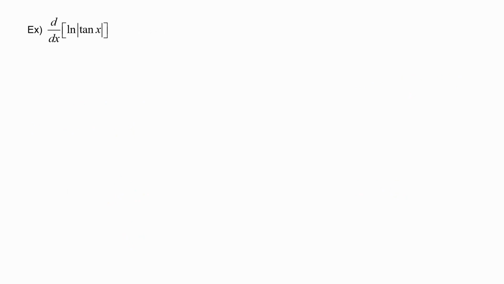In this example, we have to find the derivative with respect to x of the natural log of the absolute value of tangent of x. Now we know that the rule is that we do u prime over u. So then this is going to equal the derivative of tangent x, which is secant squared of x, and we put that over u, which is tangent x.